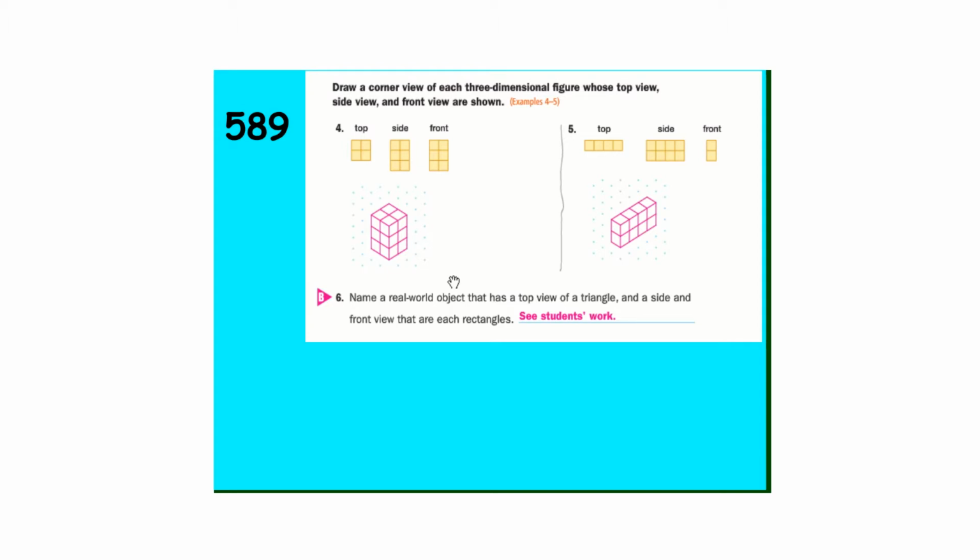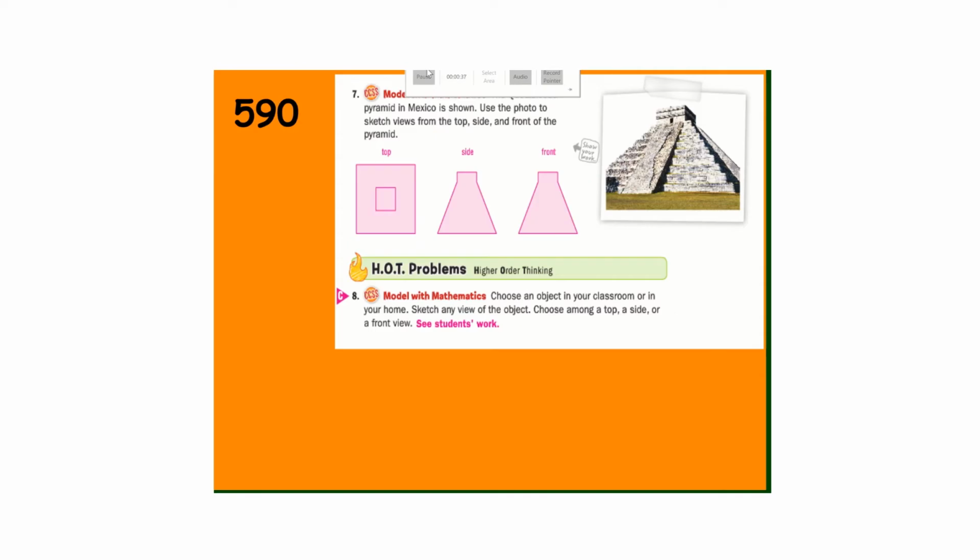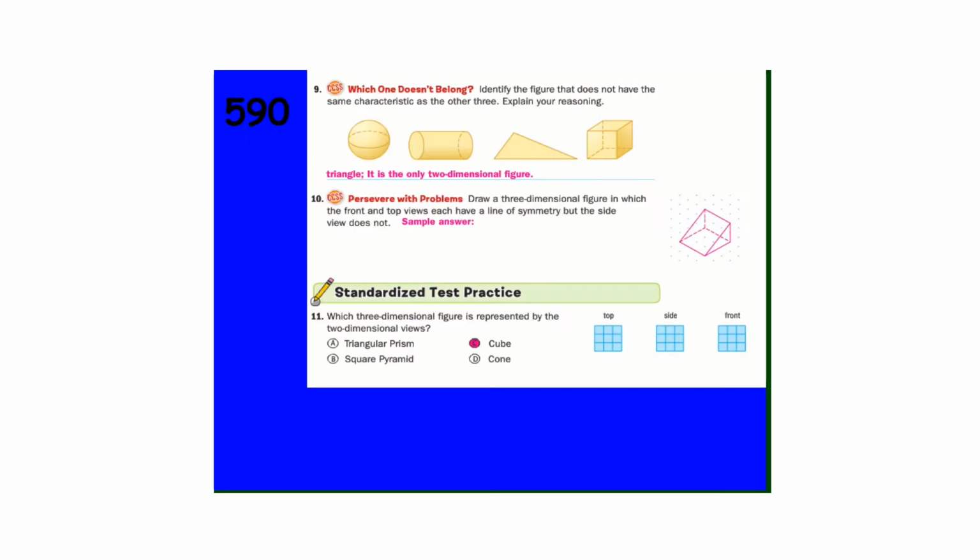A real world object for number 6. Most of the time, students come up with the Flatiron building that was at the beginning of the chapter, but there are other things that would have worked for that one. If you did 590, here are those answers. And here.